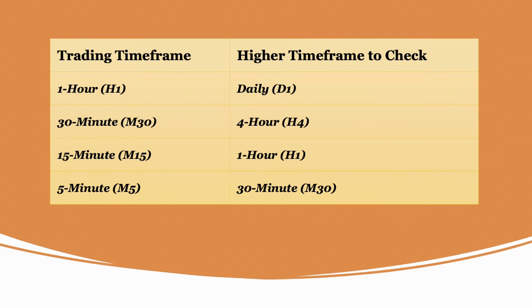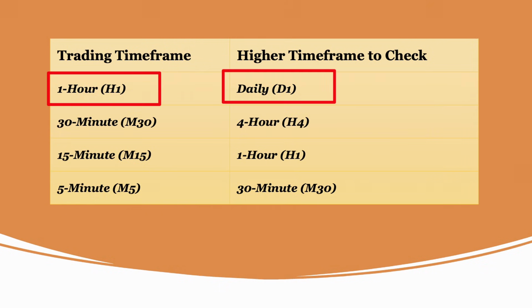For example, if you're looking to enter a bullish setup on the hourly chart, you want the daily trend to be bullish too. Trading against the higher time frame trend can increase risk, but when both time frames align, your setup becomes much stronger and more reliable.